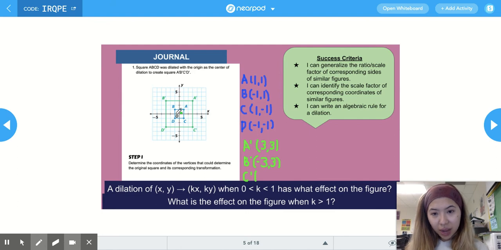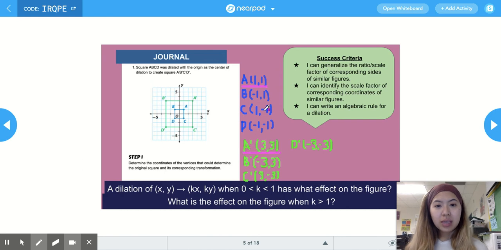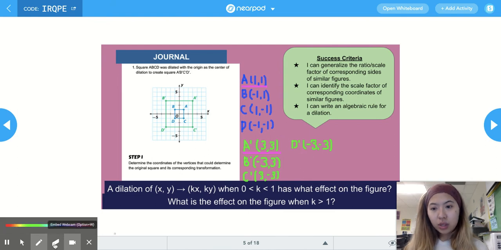For dilated C, we have 3, -3, +3, -3. And then for D, we have -3, -3. To figure out what the scale factor is, I have to figure out by what number the corresponding points have changed, right? So 3 divided by 1 is 3. 3 divided by 1 is 3. So it looks like our scale factor would be 3.